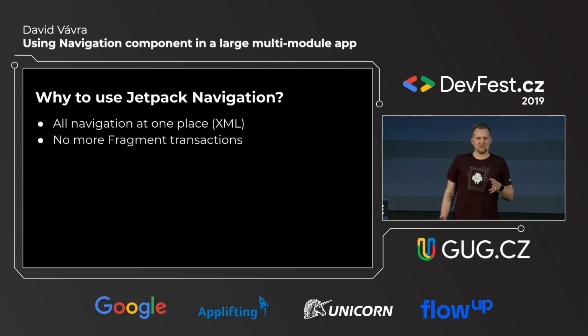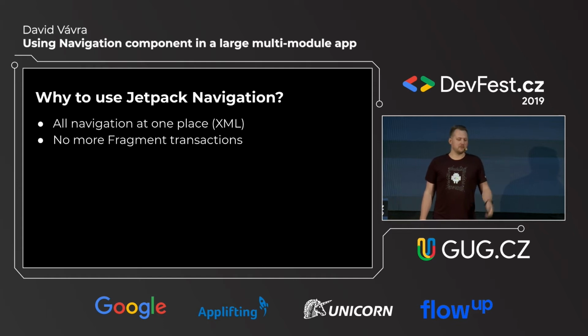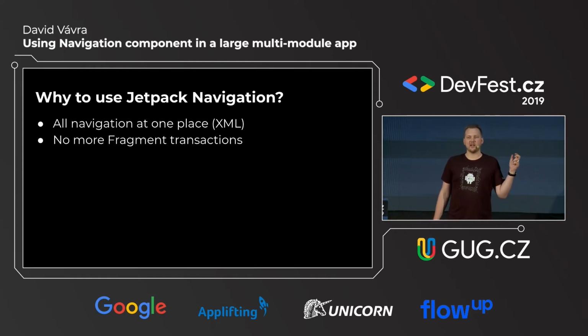It encourages using fragments, but without fragment transactions. And fragments are great, but fragment transactions are not. I'm sure some of you in your code, in your Crashlytics, have this crash. You cannot use fragment transaction after unsaved instant state. So if you use navigation component, you will no longer get this crash because the library does fragment transactions for you. And you can even specify animations between those fragments. So that's really nice.